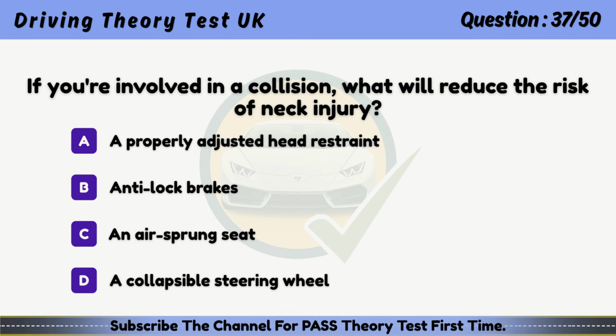Question 37. If you're involved in a collision, what will reduce the risk of neck injury? Option A. A properly adjusted head restraint. B. Anti-lock brakes. C. An air-sprung seat. D. A collapsible steering wheel.